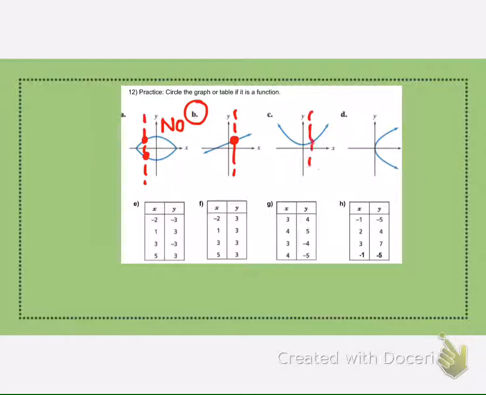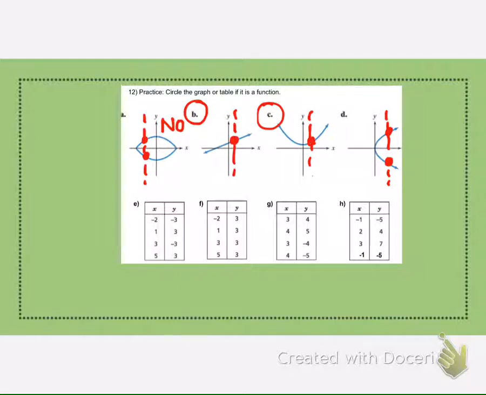Same thing with C, it would only hit the graph once. And D would be no, because when I draw a vertical line, it touches more than one point on that blue graph. So just B and C are functions.